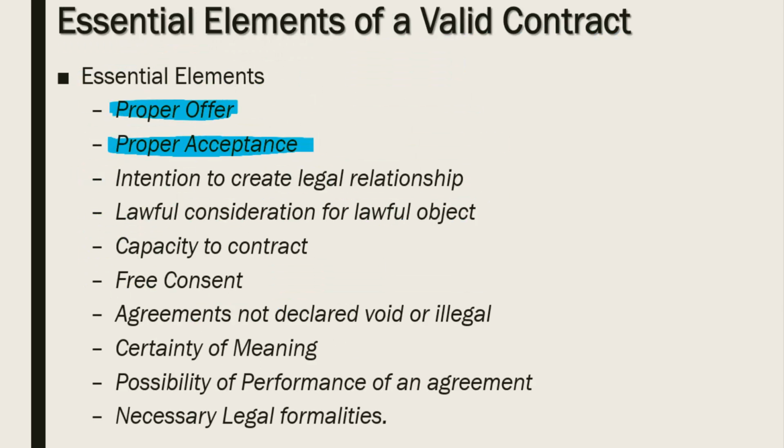So, let's just summarize. If you want to have a valid contract, there should be a proper offer and proper acceptance. The intention should be to create a legal relationship. There should be a lawful consideration. The party should have capacity to contract. Their consent should be free. The agreement should not be declared void or illegal. There should be certainty of meaning. There should be possibility of performance, and necessary legal formalities regarding the contract structure should be complied with.